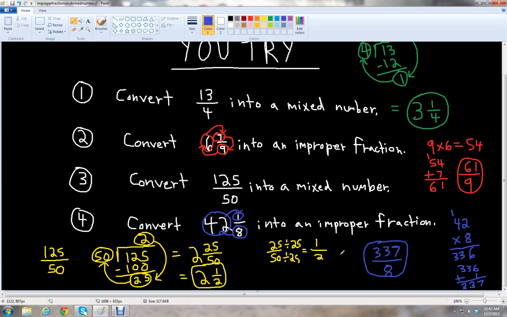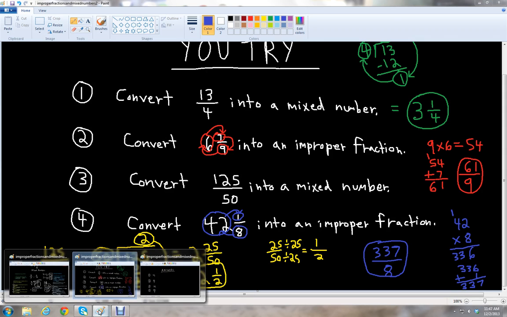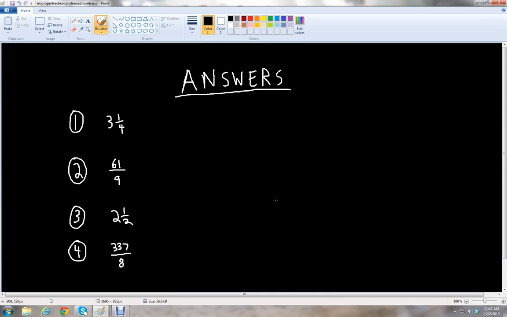So let's see if the answer key matches up. We have 3 and 1/4, 61 over 9, 2 and 1/2, 337 over 8. Yep, those are all of our answers. So if you got all 4 of those right, or most of them right, great job. Well done. You understand your mixed numbers, improper fractions, and how to convert from one to the other.